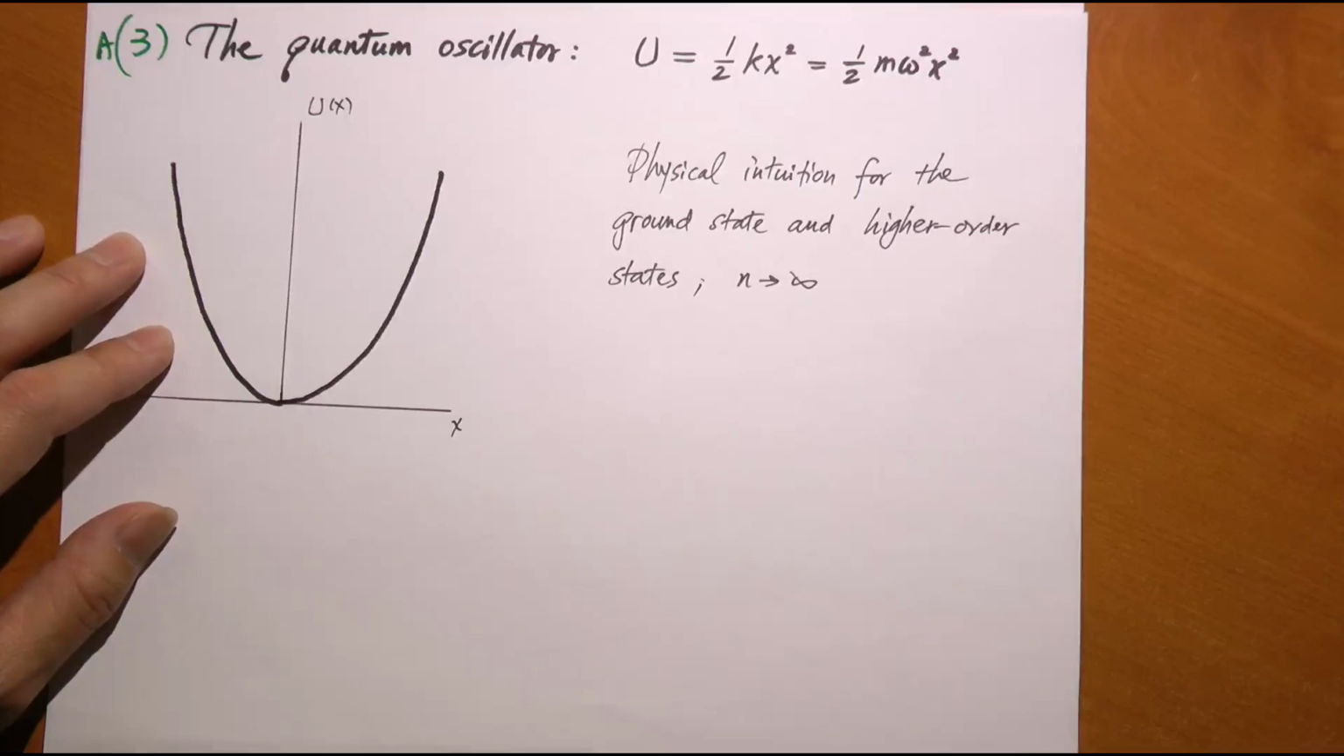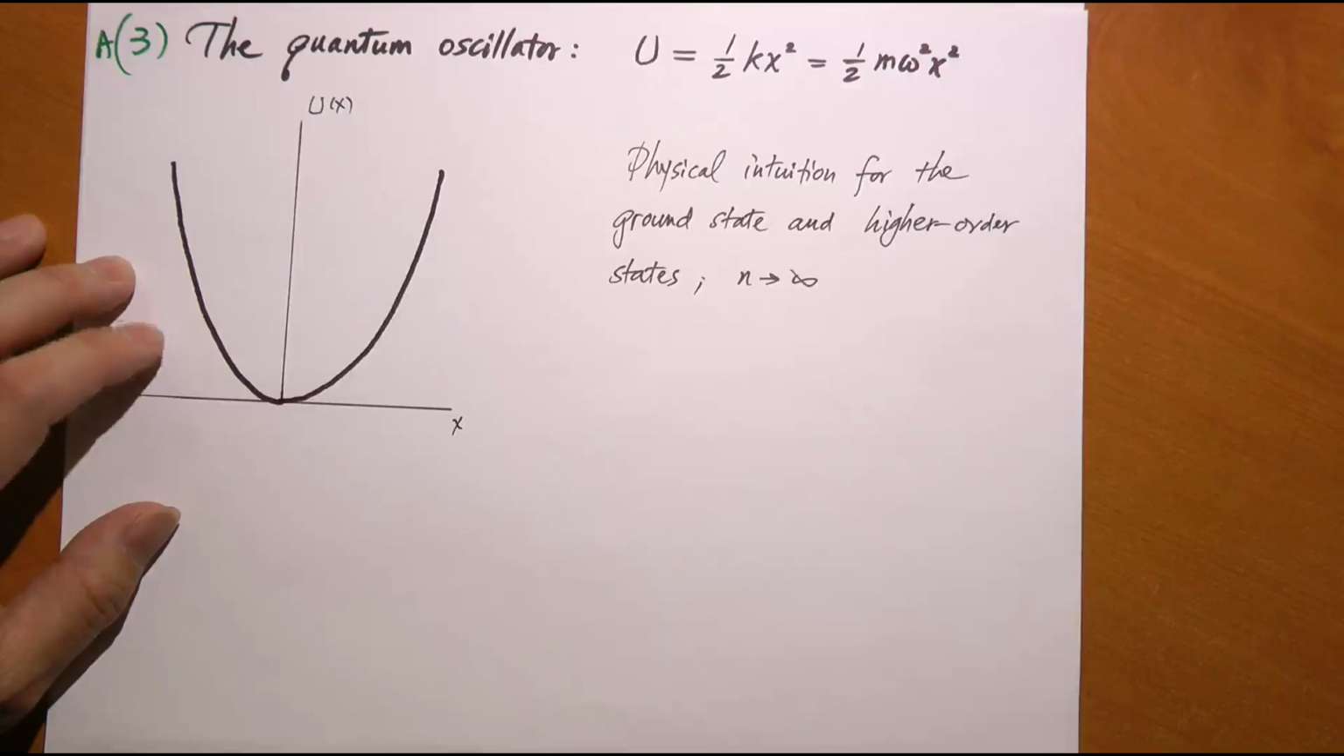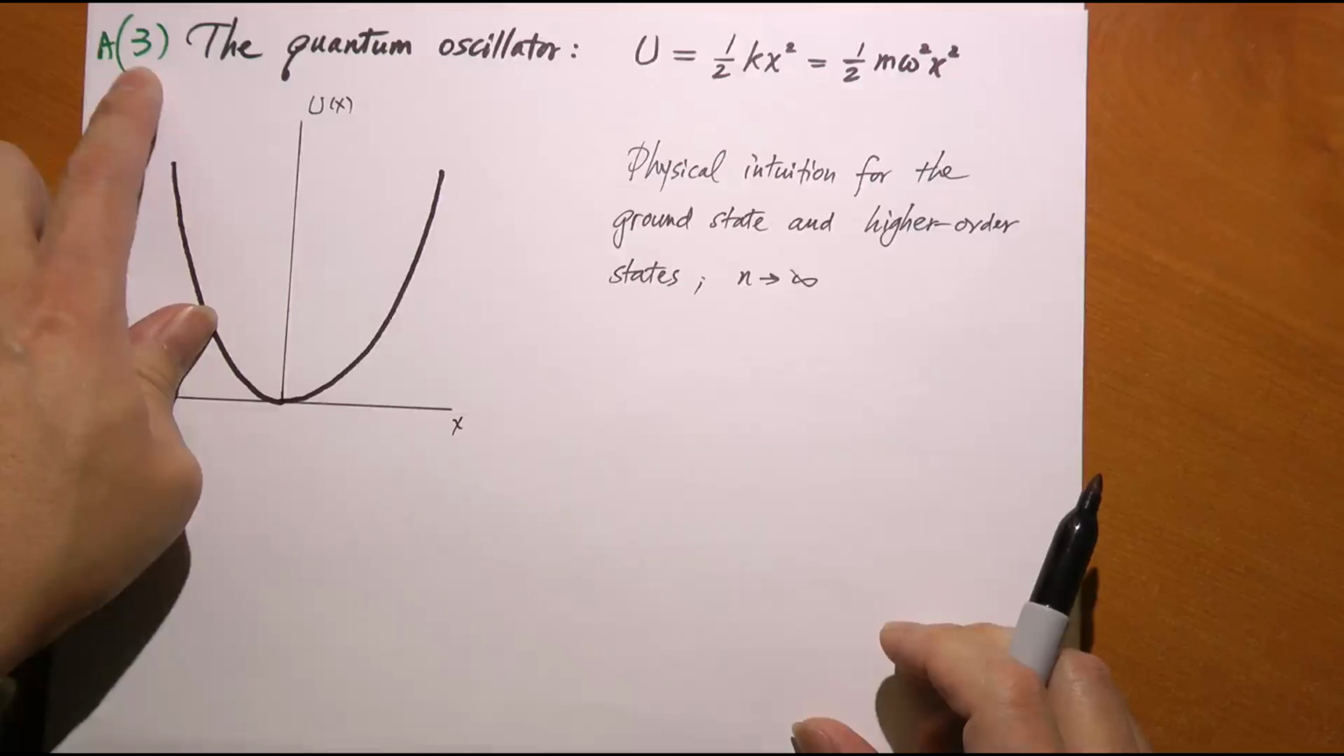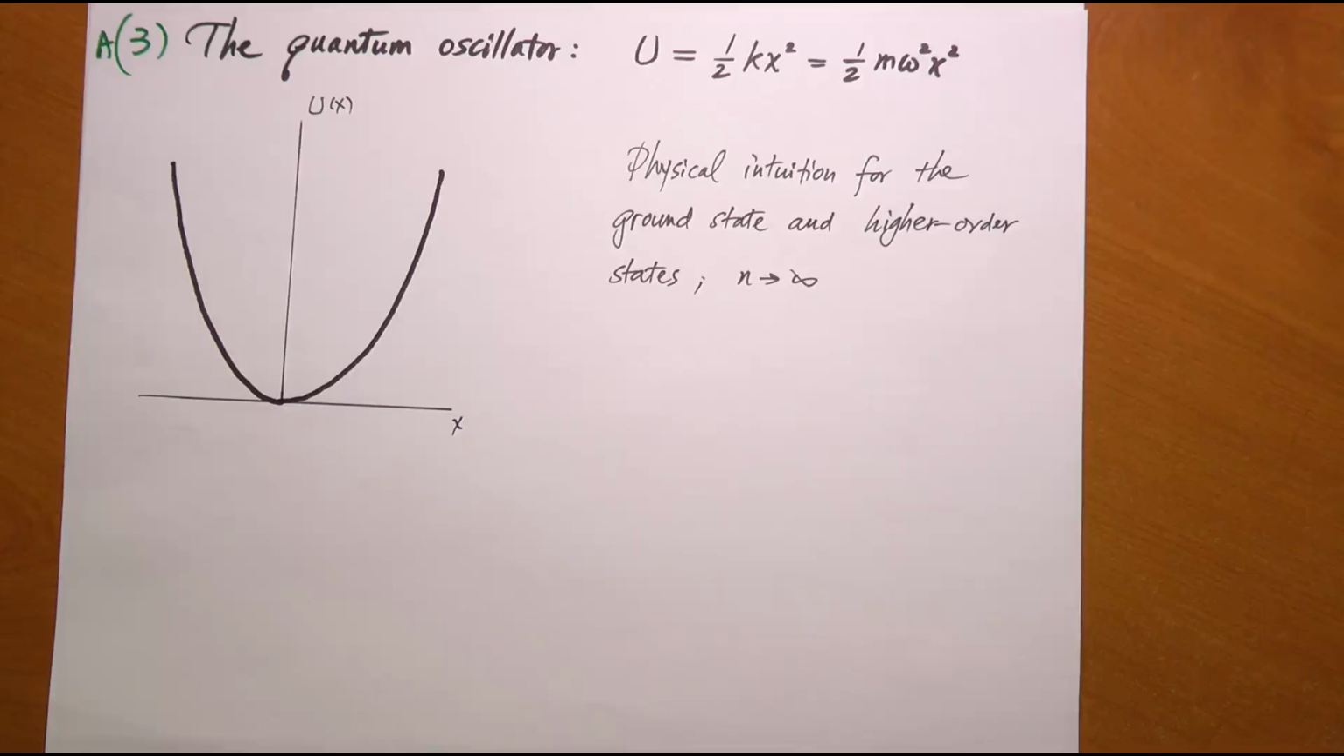Now let's look at another famous example of the one-dimensional Schrödinger equation in a bound state, and that is when the potential is a simple harmonic potential. The result is what's called a quantum oscillator. So that's bound state, case A, example number 3, quantum oscillator.